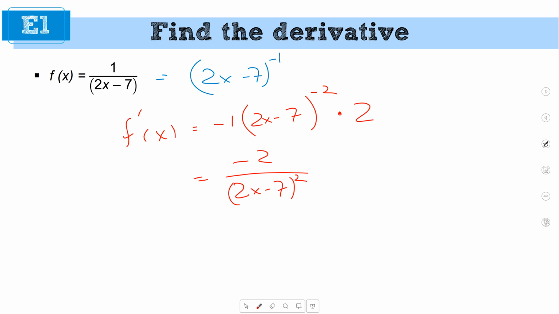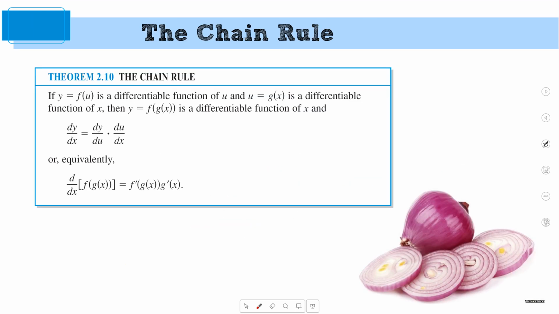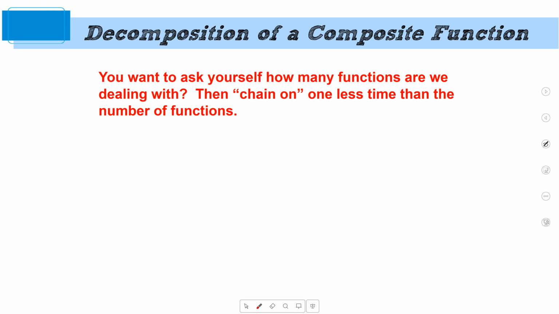Where's the negative 1 coming from? What's the derivative of x cubed? 3 times x to the second. Bring the exponent down, reduce it by 1. All right, let's try something a little bit more interesting.